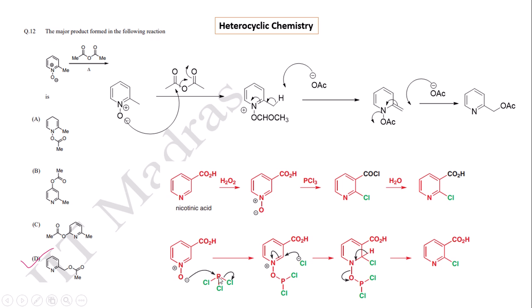Similarly, PCl3 also reacts with the nicotinic acid derivatives to produce the chloro derivative, that is, the chloro-substituted pyridine derivative is also formed by maintaining a similar type of mechanism.